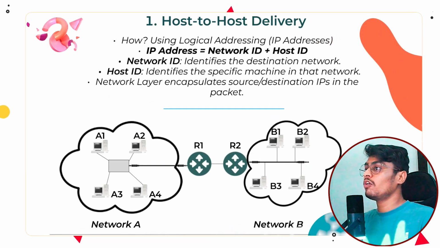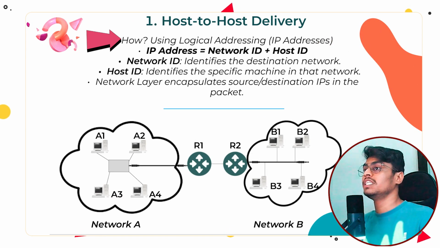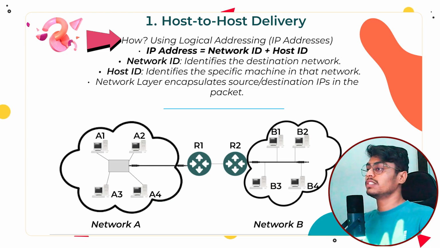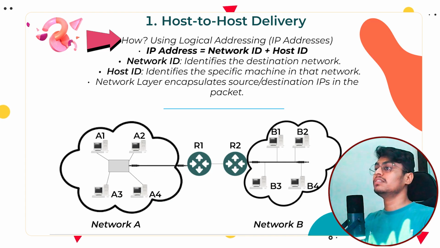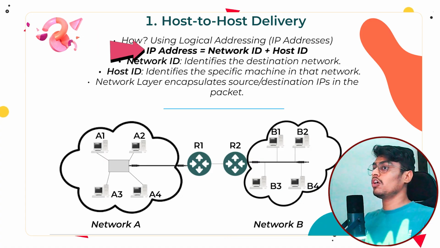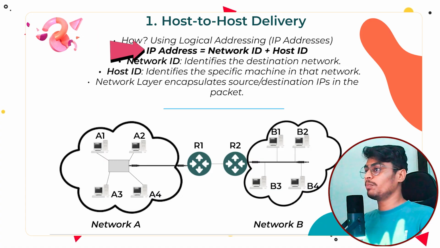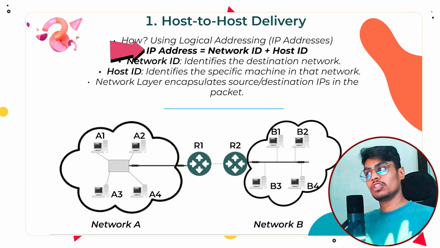Okay, how does it perform host to host delivery or machine to machine delivery? By using addresses. The addresses are known as logical addresses. So the second responsibility of network layer is logical addresses, which we also call IP addresses. Okay, very important point. Host to host delivery or source to destination delivery is performed by using the logical addresses.